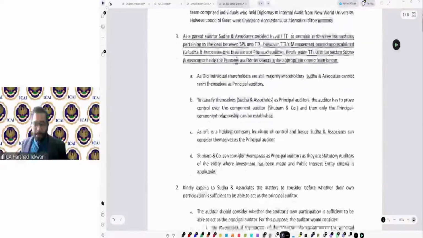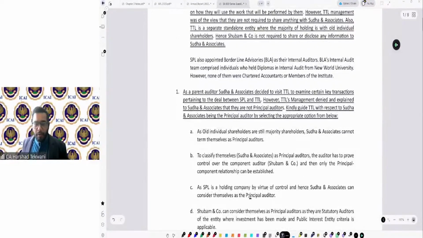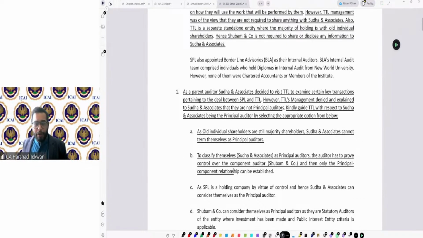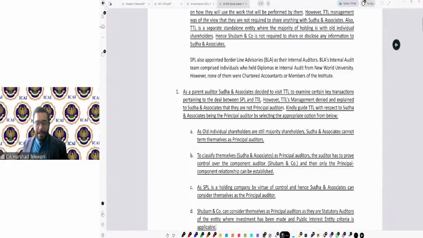Okay, let's see the options. Options are: as the old individual shareholders are still majority shareholders, Sudha and Associates cannot term themselves as a principal auditor. To classify themselves as a principal auditor, the auditor has to prove control over the component auditor, and then only can the principal-component relationship be established. As SPL is a holding company by virtue of control, hence Sudha and Associates can consider themselves as a principal auditor. Shubham and Company can categorize themselves as a principal auditor as they are the statutory auditors of the entity where the investment has been made and public interest entity criteria is applicable. So, what do you think is the correct option here?